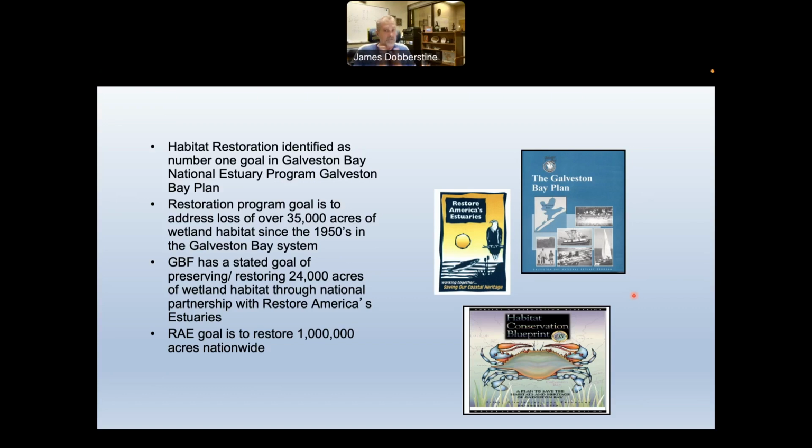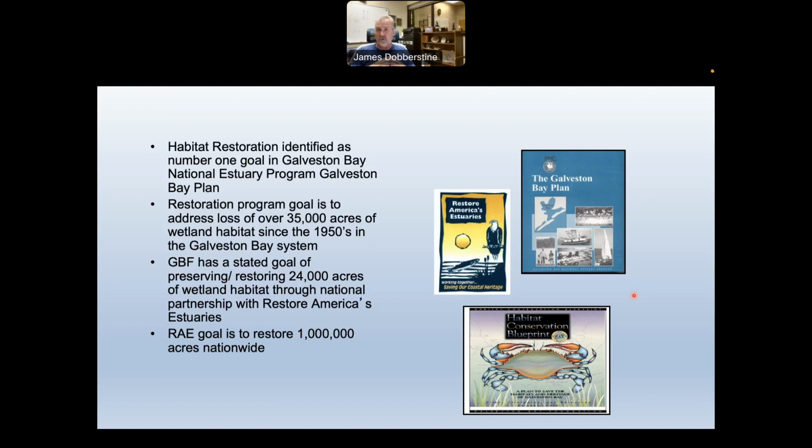Not the only one, but certainly a big player. They are one of the founding members of Restore America's Estuaries, which is a national organization. And Restore America's Estuaries has a goal to restore over 1 million acres of wetlands nationwide, to which they're making good progress.